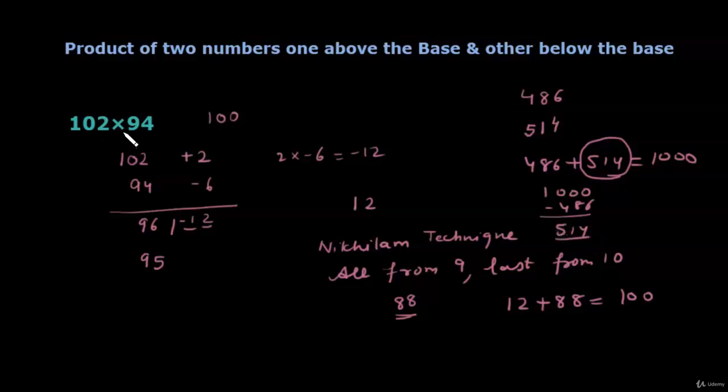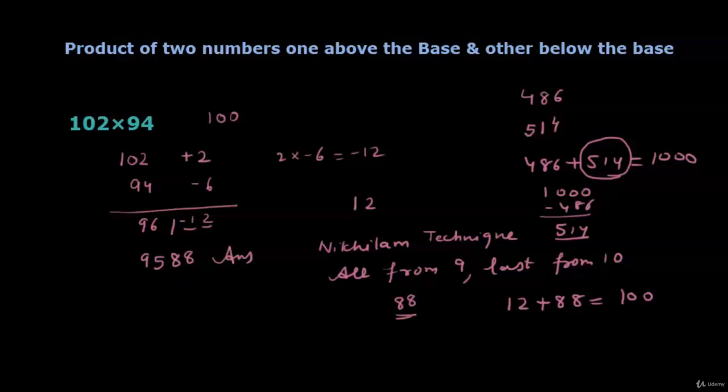So in this type of problems, where one number is above the base and the other is below the base, we are going to get a negative remainder. So every time we have to decrease the first part by 1 and we have to write the complement of the second part, that is 88 over here. So 9588 is the answer.